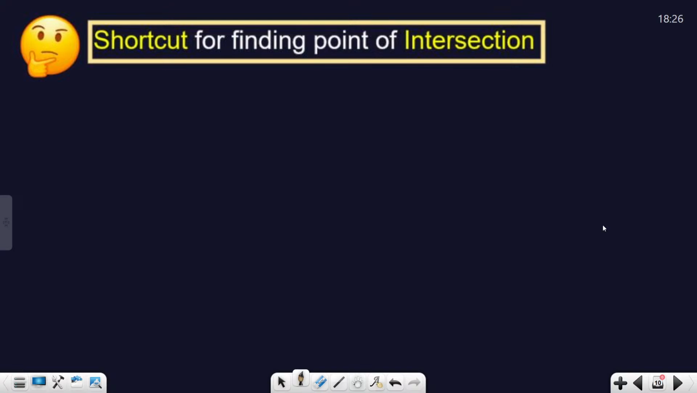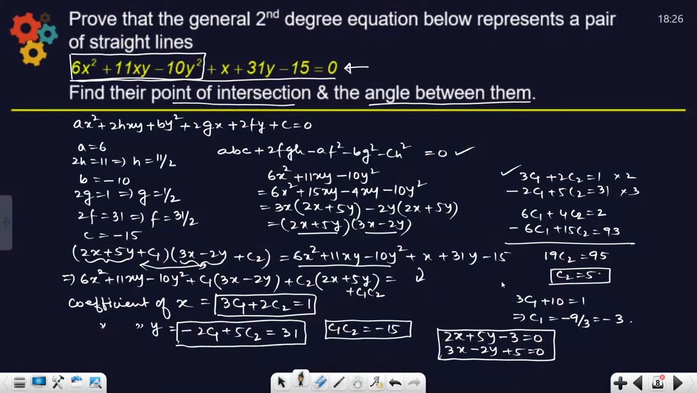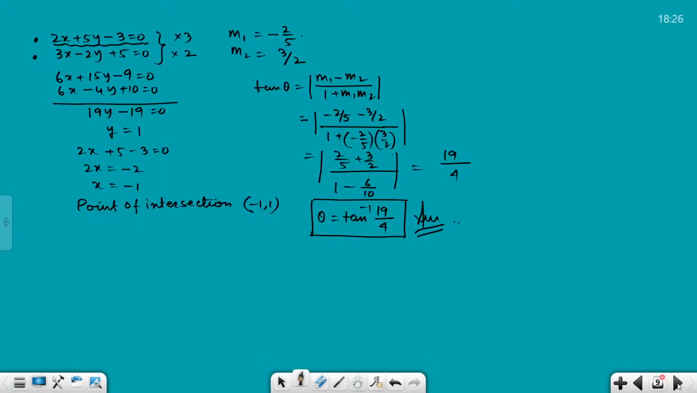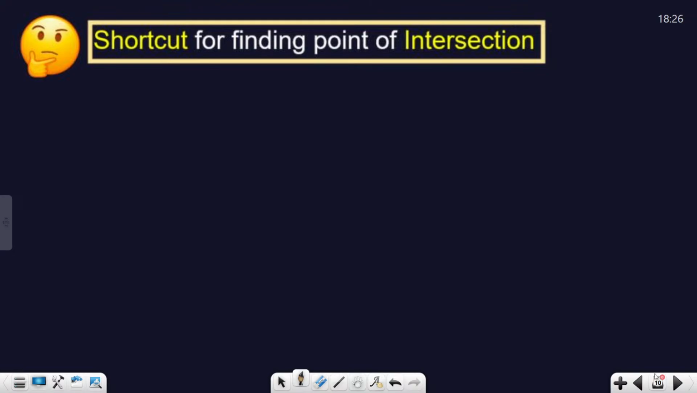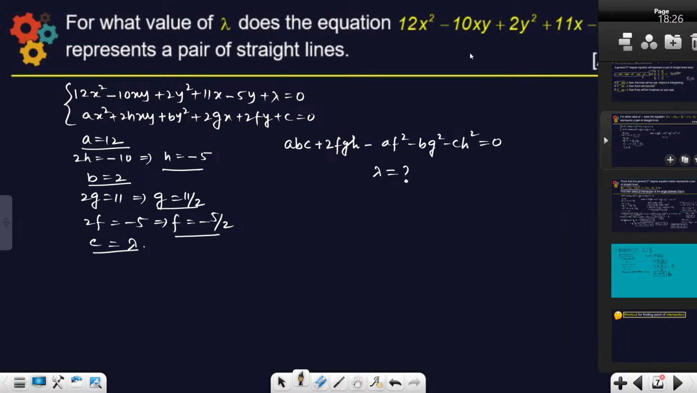But before that, I will teach you a very interesting thing. That is a shortcut for finding out the point of intersection. Suppose this question, let me take this question. The question was 6x squared plus 11xy minus 10y squared. Let me write it down. Can I copy this one?